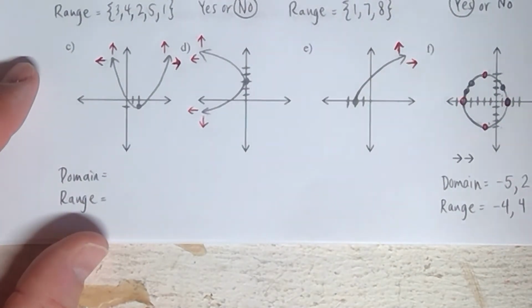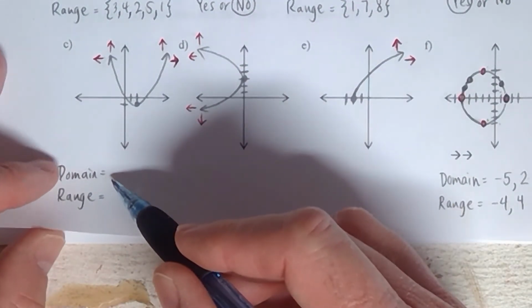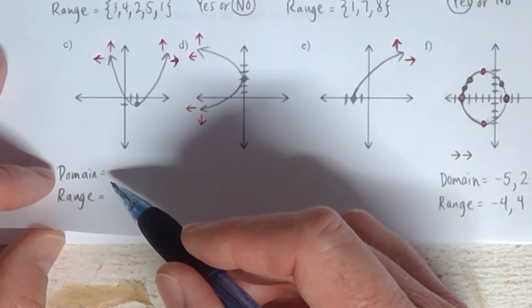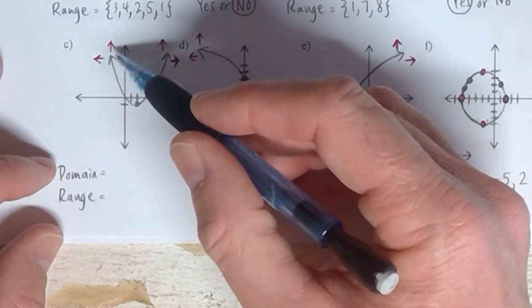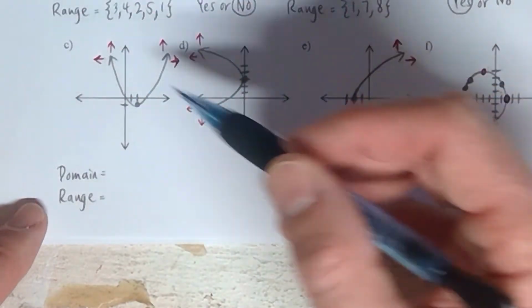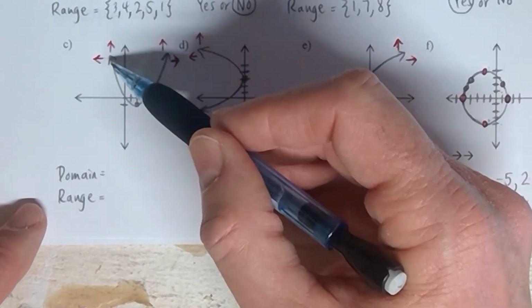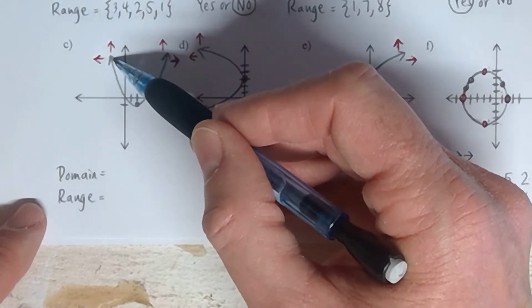All right. Now, remember the domain always starts with the leftmost value, the leftmost x value. In other words, you have to find the leftmost point. What is the point that is furthest to the left on this graph? It is not this point right here because the arrow means that it keeps on going. It doesn't just stop right there.